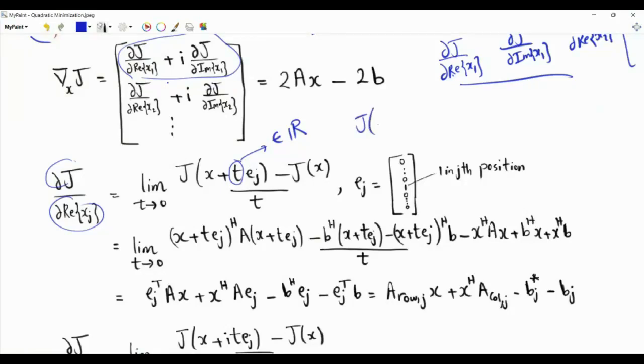So if you have a function J and it depends on many things, then if you want the partial derivative of big J with respect to the real part of x small j, we will take this guy and add to it a t. The other guys are kept constant, and then we subtract the function. Here we have the real part of x_j. Okay, and then we divide by t, and then we take the limit as t goes to 0. So this is exactly what we are doing here.